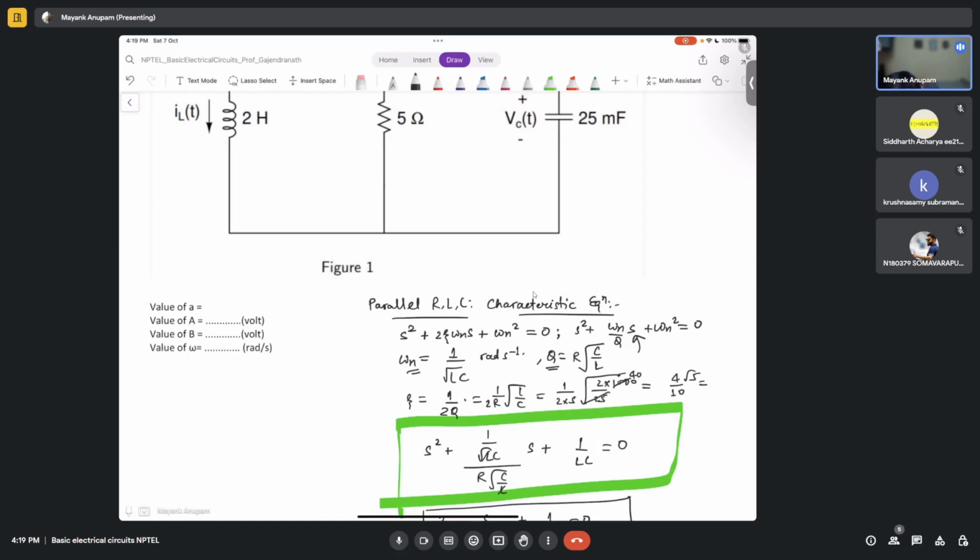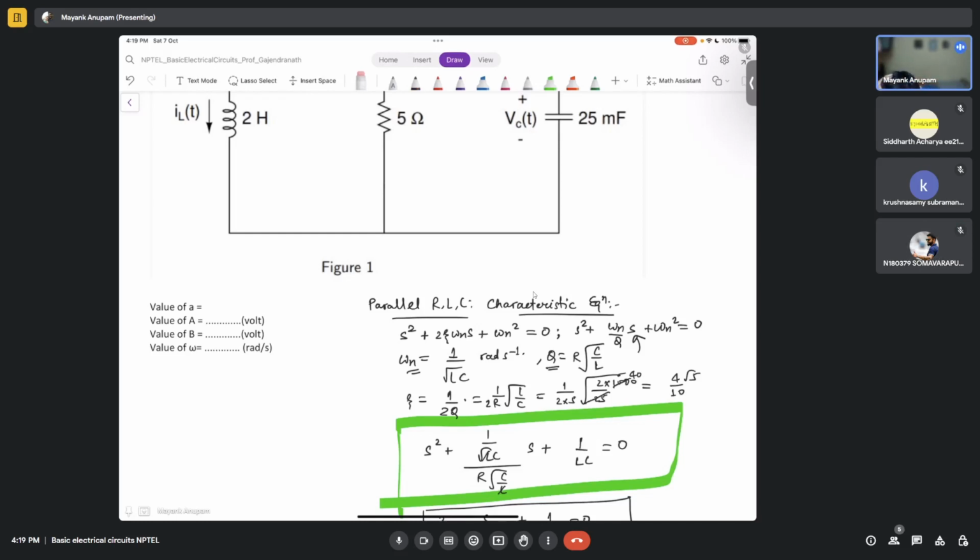Yes, this is right. So is this less than 1? Yes, it is less than 1, right?